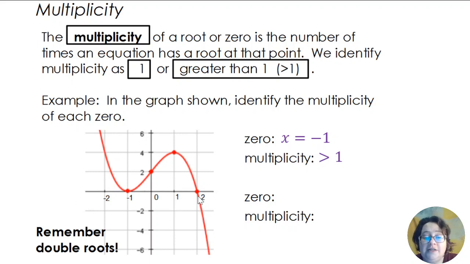Now, our other 0 is here at x equals 2. And that goes through the x-axis. It's not just on it, but goes all the way through. So our multiplicity is 1.